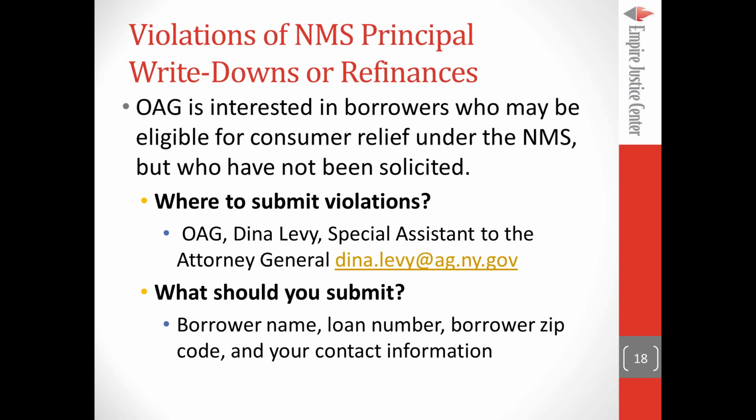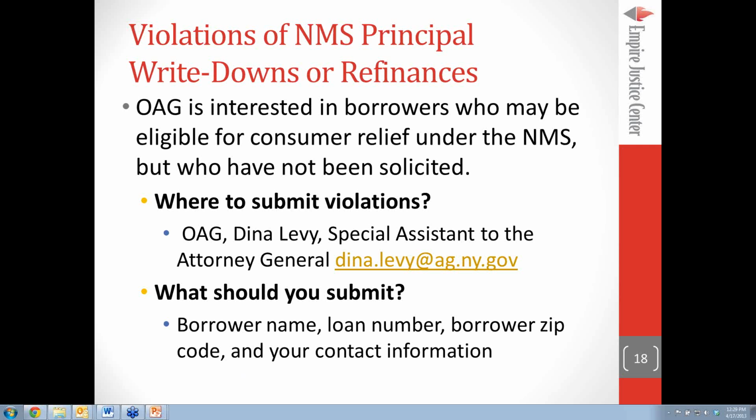Violations of the National Mortgage Settlement principal write-downs, also known as principal reductions, or violations of the NMS refinances. The Office of Attorney General, as you can see, is interested in borrowers who may be eligible for this relief under the NMS, but who have not been solicited. So what does this mean? Well, when a borrower should be considered for a principal write-down or a principal reduction, but they have not been solicited, they should be reported to the Attorney General's office.